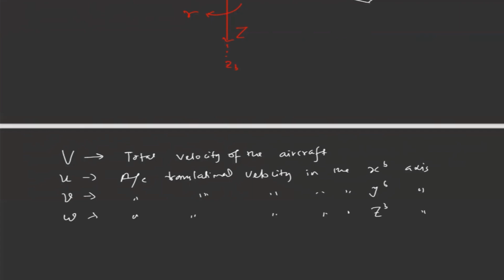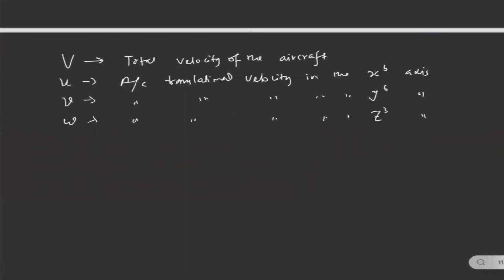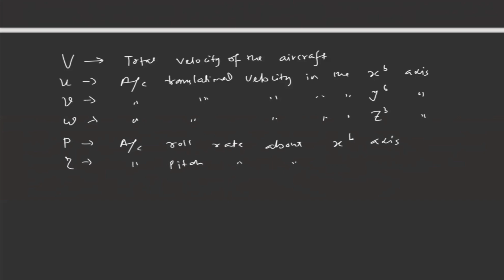And let's assume P is the aircraft roll rate about the xb axis, Q is the aircraft pitch rate about the yb axis, and R is the aircraft yaw rate about the zb axis.